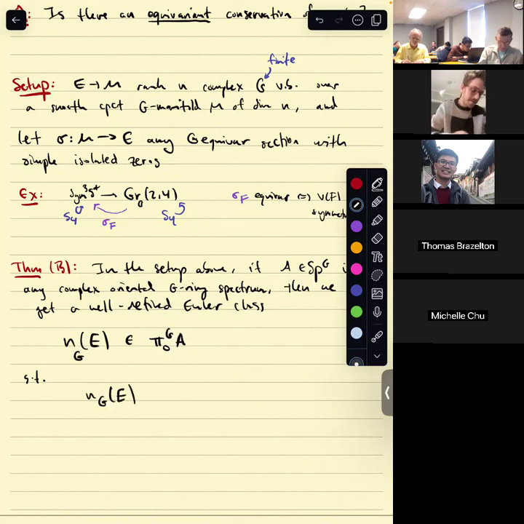It can be decomposed over its support in the same way that the Euler classes up above in the Poincaré-Hopf theorem can be decomposed over the support. So what do I mean? I assumed that I have simple isolated zeros. So I'm going to look at all the different points in the zero locus of my sigma.